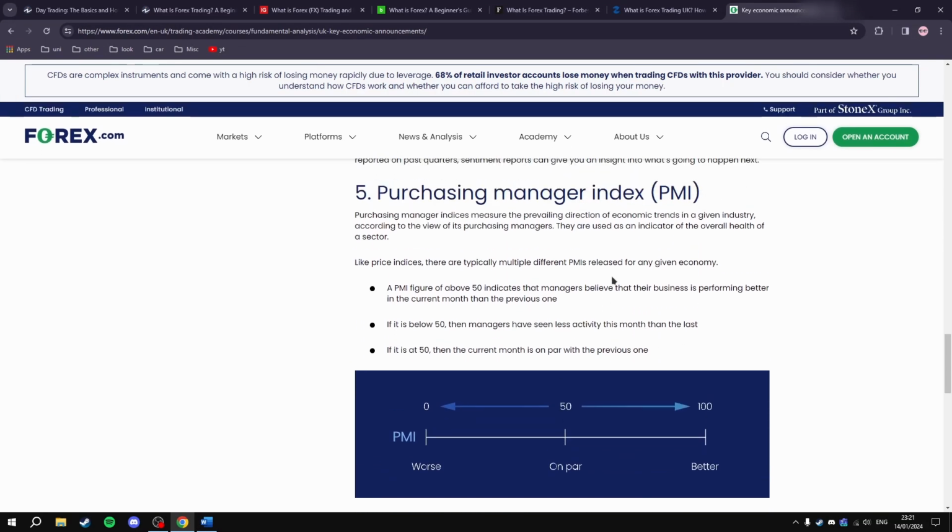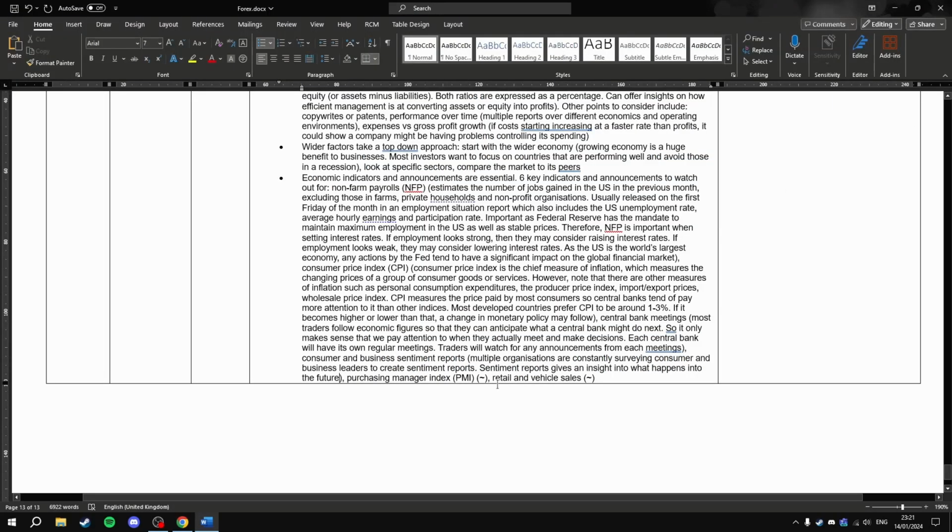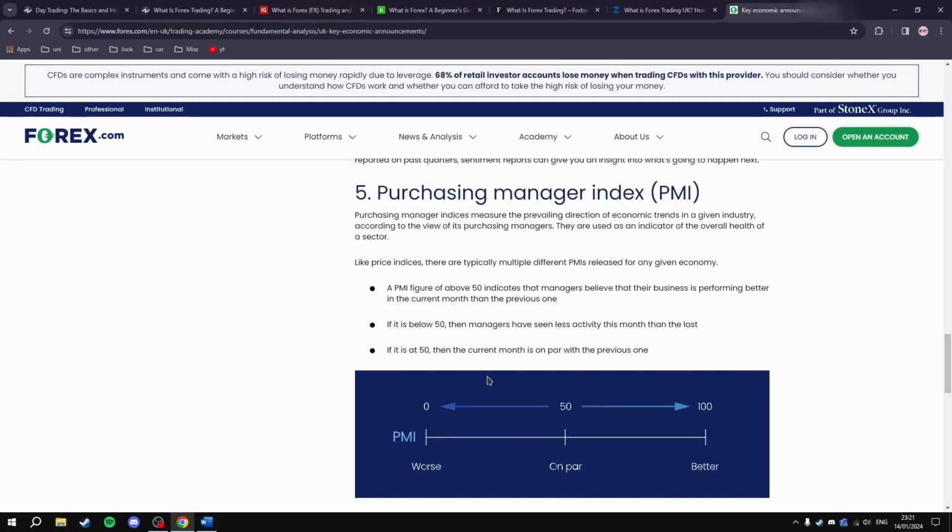Purchasing Manager Index. The Purchasing Manager Index measures the prevailing direction of economic trends in a given industry.